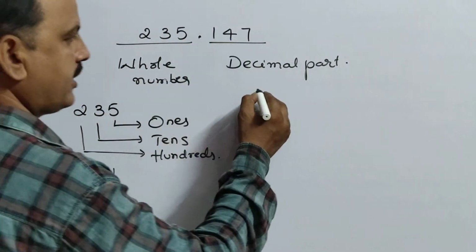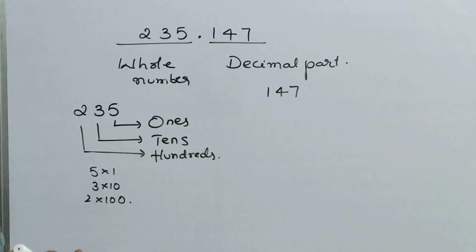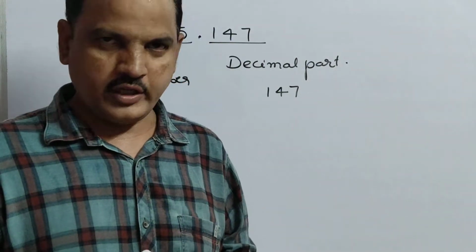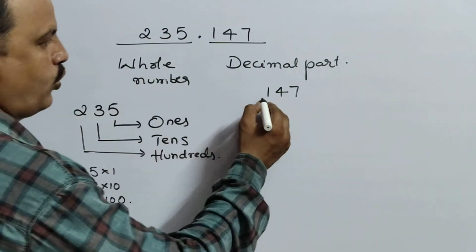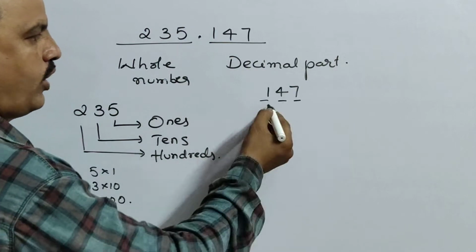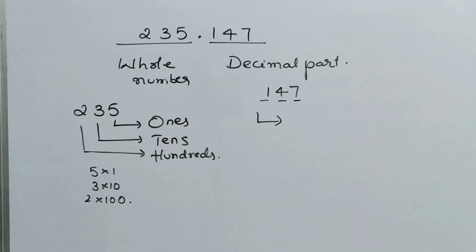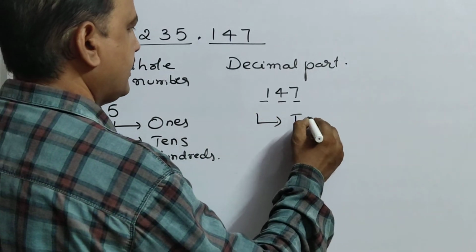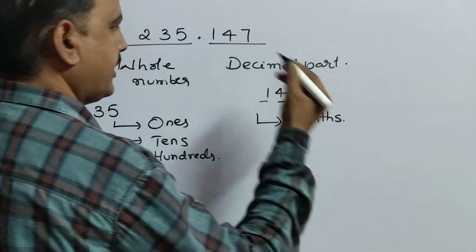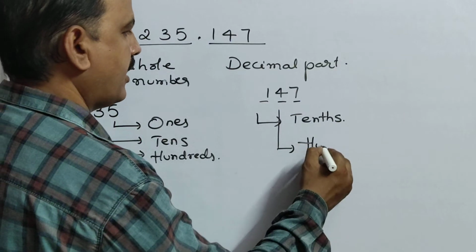that is 147. Now, if you read it as one hundred forty-seven, again, problem. You have to read it individually, one four seven. Now, 1 is in which place? Can anyone say which place 1 is in, children? Do you remember? Because you learned in 6th standard, I think so. 1 is in tenths place. Tenths, T-E-N-T-H-S. Tenths place. Okay. Now, 4 is in hundredths.